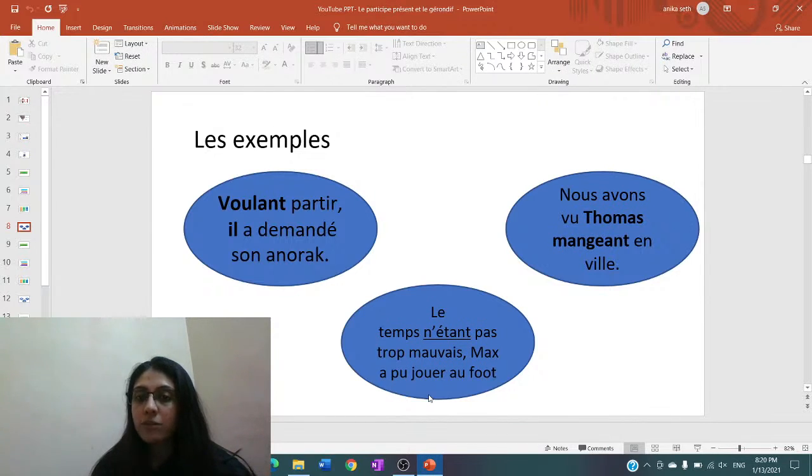Then, nous avons vu Thomas marchant en ville. So, nous avons vu Thomas qui mange en ville. It can also be written in this way. Who was eating? Qui mange. So, we have replaced the relative pronoun. So, one of the functions of the present participle is also to replace the relative pronoun.